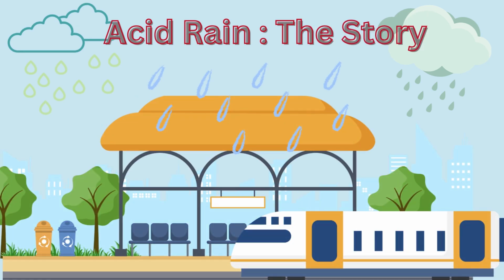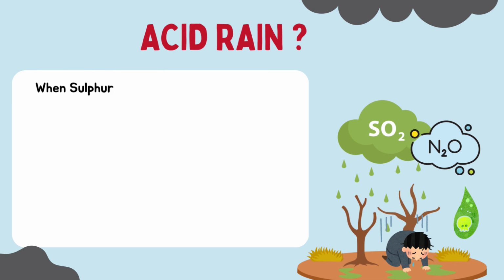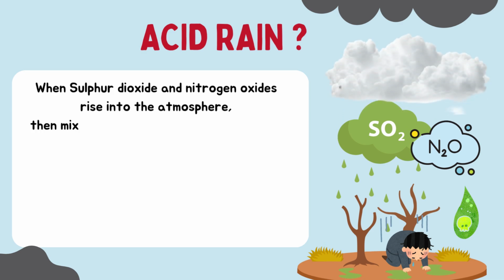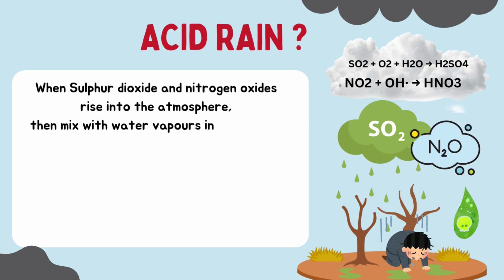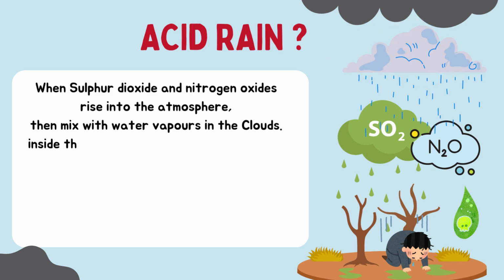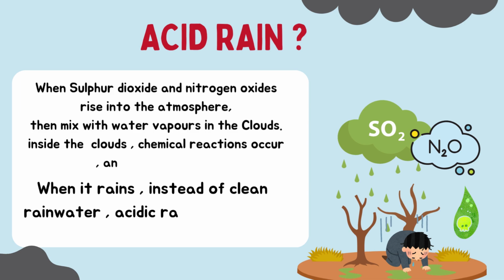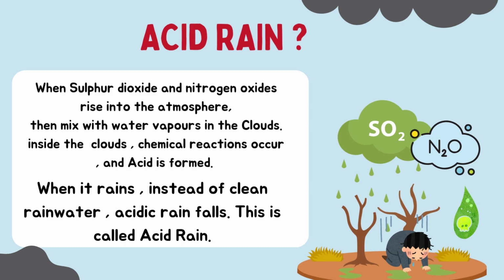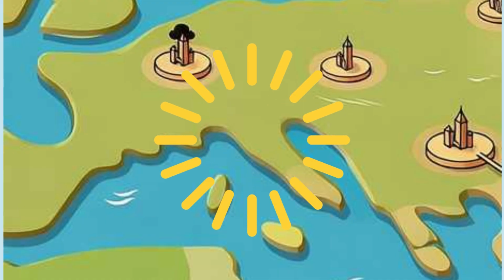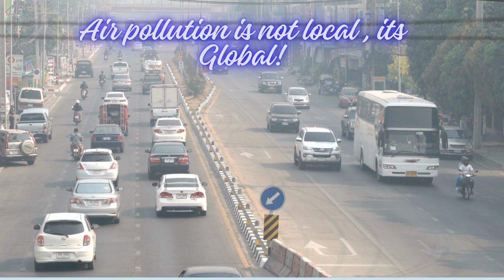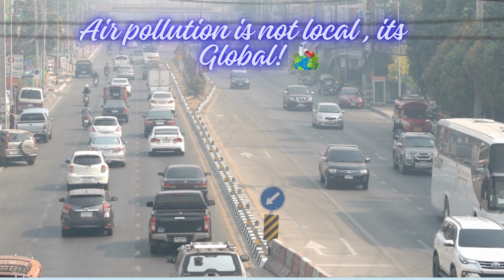Now comes the most important exam question, acid rain. When sulfur dioxide and nitrogen oxides rise into the atmosphere, they mix with water vapor in the clouds. Inside the clouds, chemical reactions occur and acids are formed. When it rains, instead of clean rainwater, acid rain falls, and this is called acid rain. The pollution from one city can travel hundreds of kilometers by wind. So air pollution is not local, it is global.